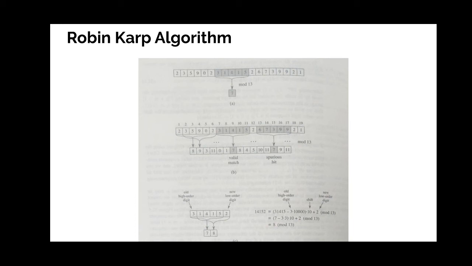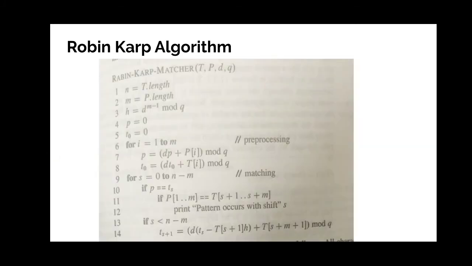So we do the computation as outlined previously, and once there is the same value, we do a character by character match, and that is how the Robin-Karp algorithm works. We'll see the Robin-Karp algorithm now.